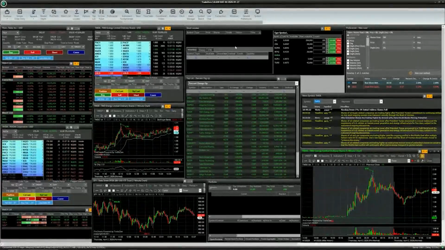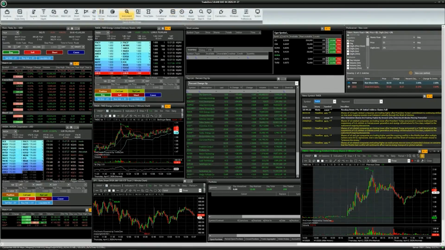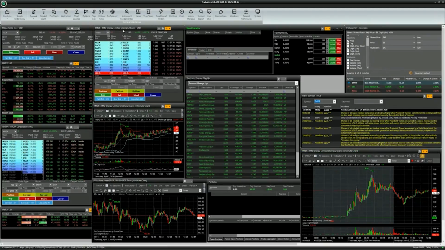So here is my layout. Unfortunately, I can't really zoom in to show you guys, but if you're on the platform, you'll be very familiar with this window. If you're not sure, you can click this little short locate button at the top toolbar, and that would open a new locate window. Now, the locate window works hand in hand with our Level 2 and our order entry. As I was telling you before, this was a hot short today, TMDE. You see right next to the symbol there's that little red LR, which means locate required.